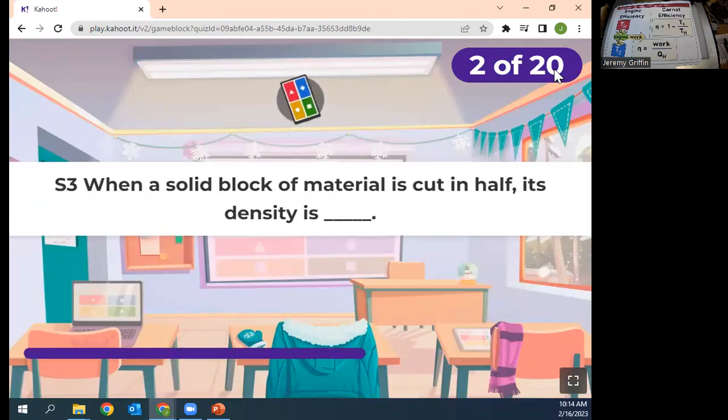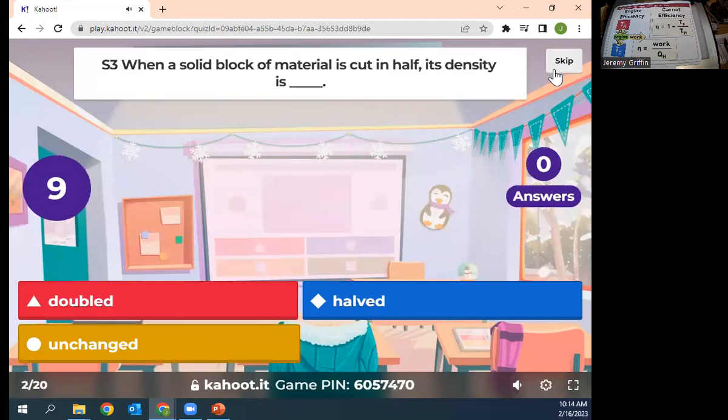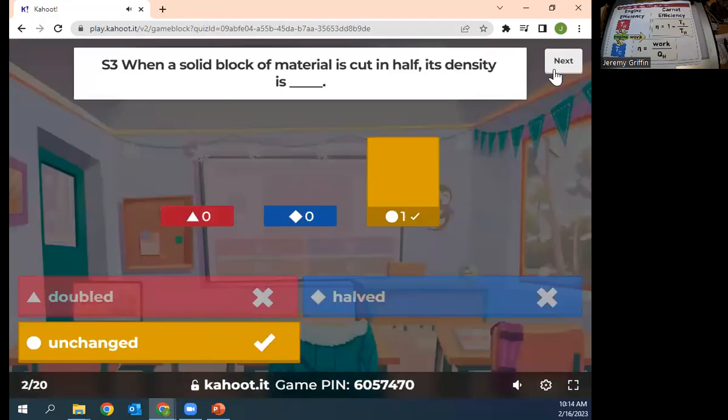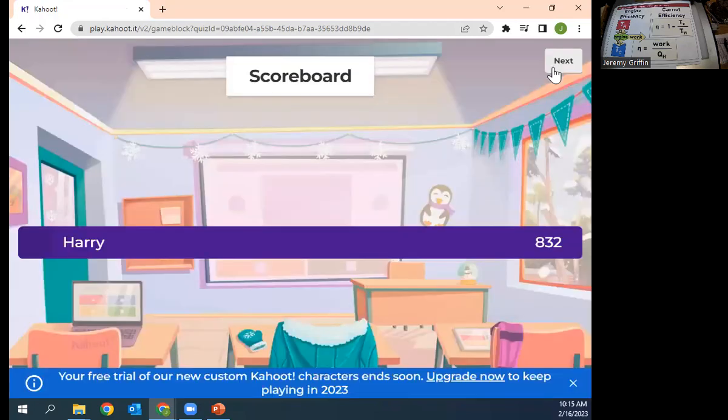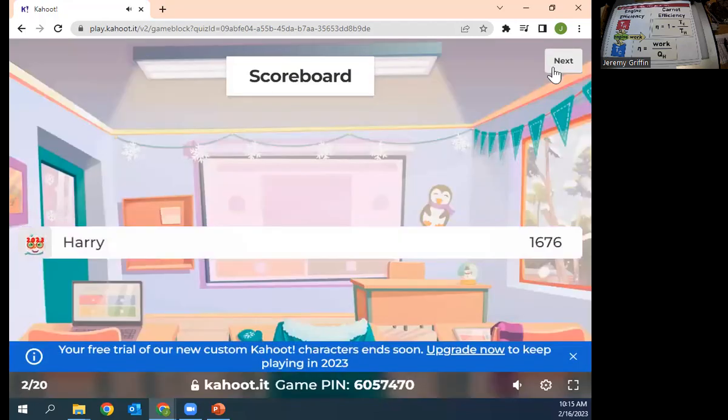Saw it yesterday. When a solid block of material is cut in half, what happens to its density? Yeah, it stays the same. Right? So remember, this is an intrinsic property. It doesn't matter how much of the material you have. Mass per unit volume is the same ratio.